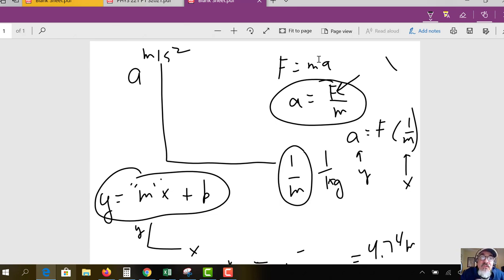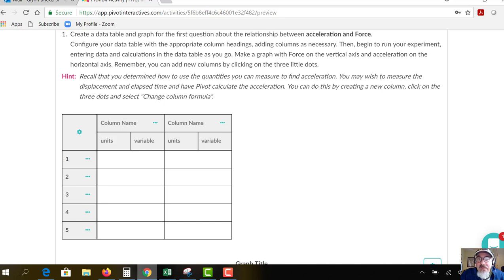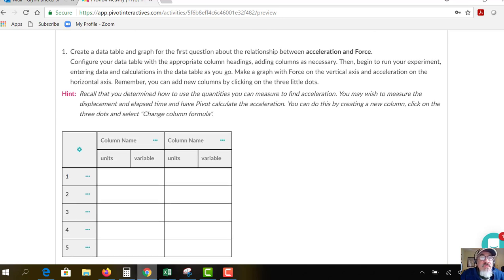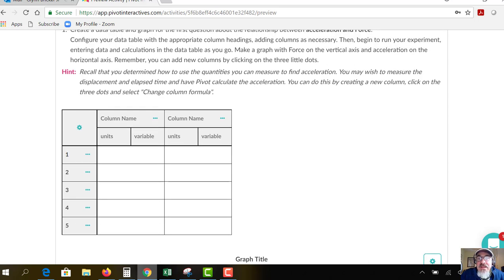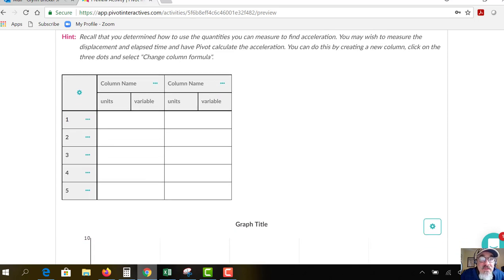Okay, so let's go back to the experiment. I want to say a couple other things about how you get the acceleration. I'm back to the part where we're looking at acceleration and force, and we're supposed to plot force, which you measure directly, and the acceleration, which you can calculate. So think about what we did in the first part. You can get the acceleration because you'll be able to measure delta x and t, right? So from that, using that kinematics equation, you can get the acceleration.